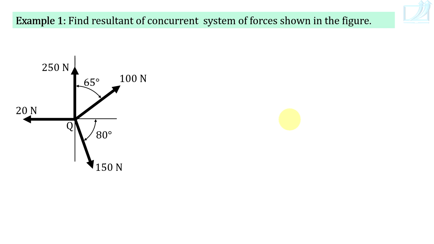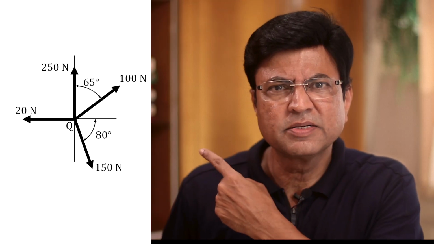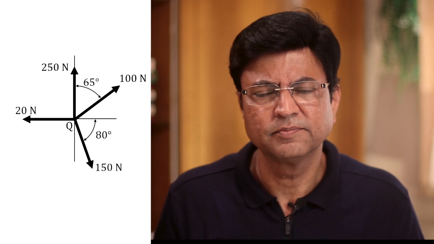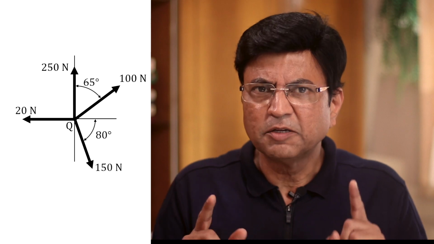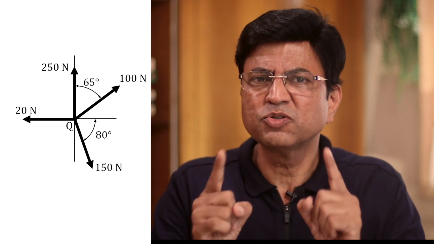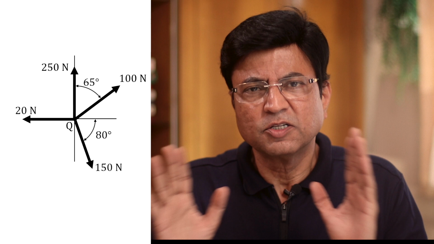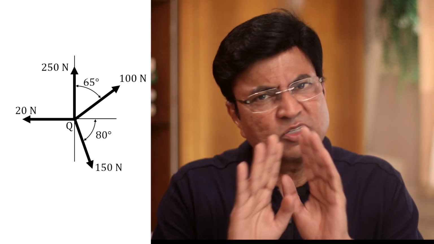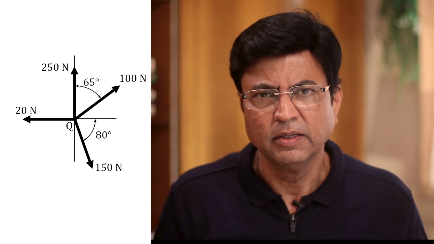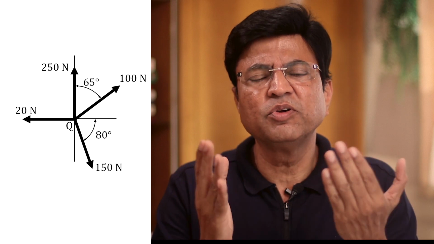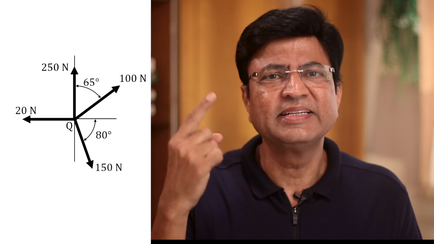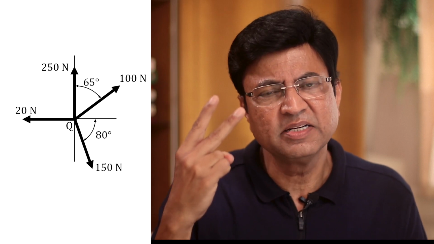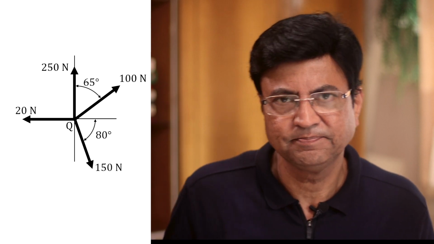Okay. Find resultant of a concurrent system of forces in a plane. A simple problem. Here is the concurrent system. All forces are at point Q. It means resultant is also at point Q. So point of application of resultant is already known to you. So to find resultant means what you are going to find? R, that is magnitude of the resultant force, and theta, that is angle made by resultant force with the x-axis.